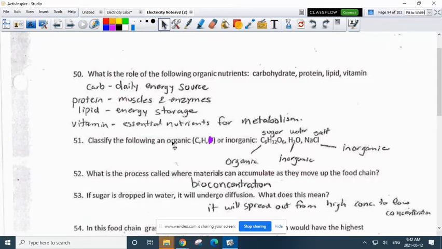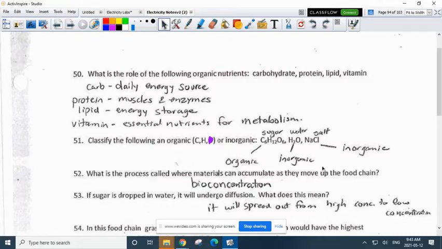Classify the following as organic. So organic has to have carbon and hydrogen in it. So sugar has carbon and hydrogen, it's organic. Water has hydrogen but no carbon, so water is inorganic. Salt doesn't have any of them. That's chlorine and sodium, that's inorganic.